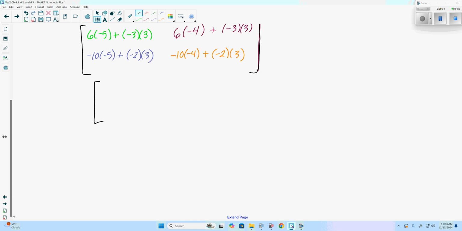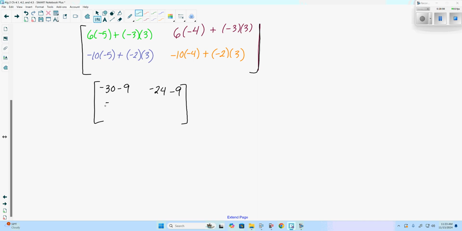You could type each one of these into the calculator: 6 times -5 plus -3 times 3. If we did this by hand, -5 times 6 is -30. -3 times 3 would be -9. So we get -30 minus 9. 6 times -4 is -24. -3 times 3 is still -9.